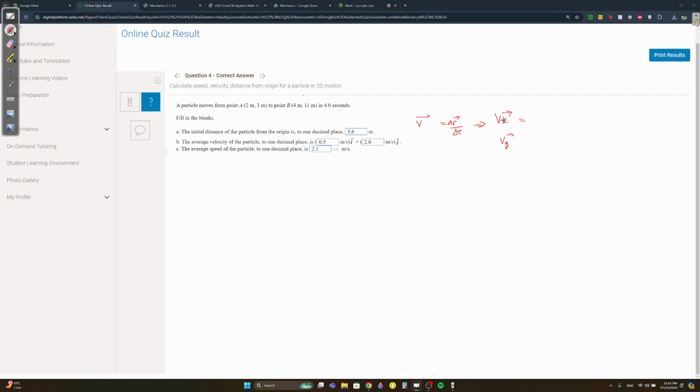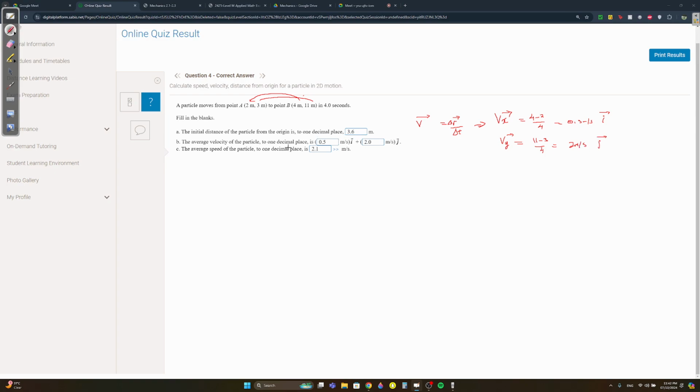vx is going to be 4 minus 2 over the time, which is 4 seconds. vy is 11 minus 3 over also 4 seconds. So here you're going to get 0.5 meter per second i, and here you're going to get 2 meter per second j.